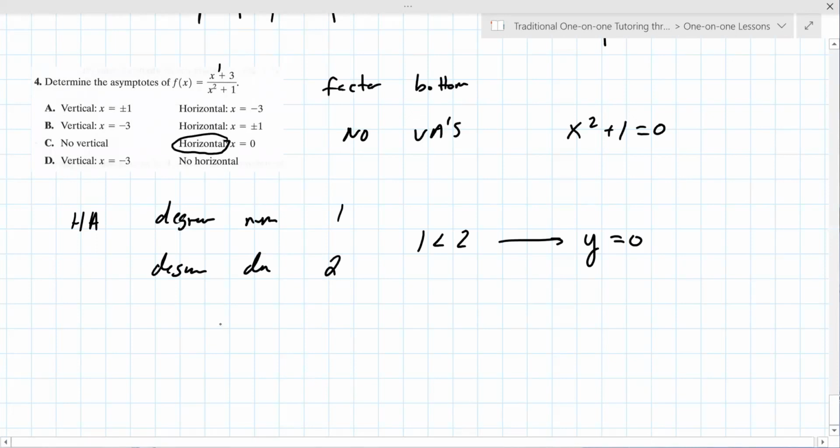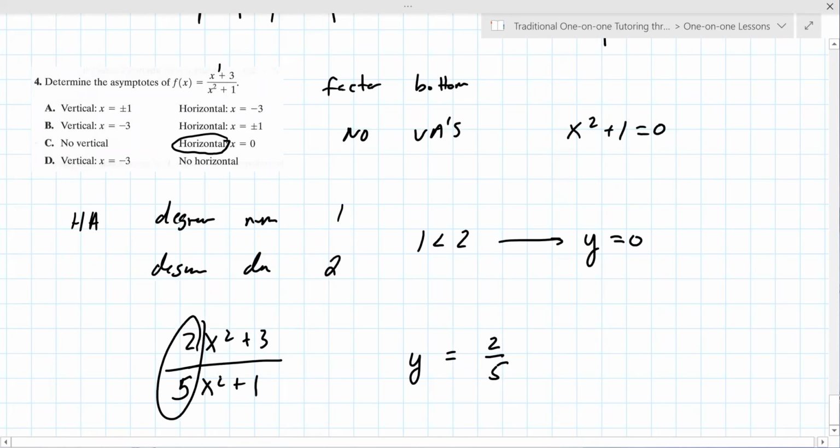The other case is what if these degrees are the same? Like what if it was x squared plus 3 over x squared plus 1? What would the y equal be? Actually, let me put a 2 and a 5 there to make it more clear. 2/5. It's the ratio of those when the degrees are the same. And then the stuff we talked about last time was polynomial division. We get that in 5, so we'll come back to that. All right, number 3.